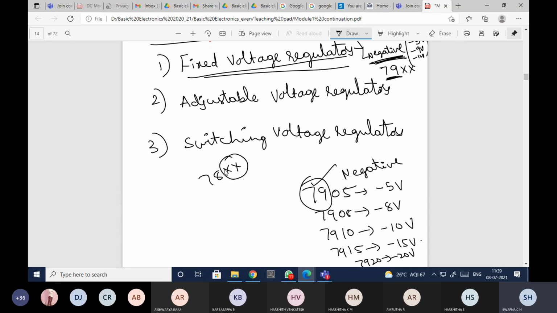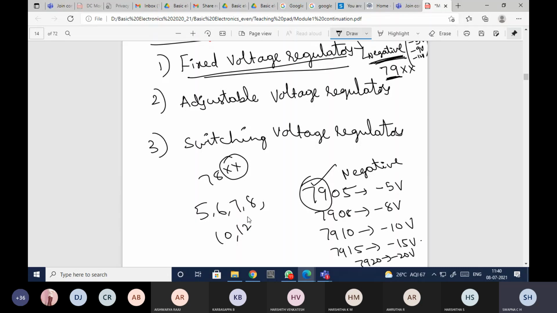In 78XX, the XX will tell you how much output voltage it will provide you: either 5 volts, 6 volts, 7 volts, 8 volts, 10 volts, or 12 volts. It is not like all the ICs with all the voltage levels are available.